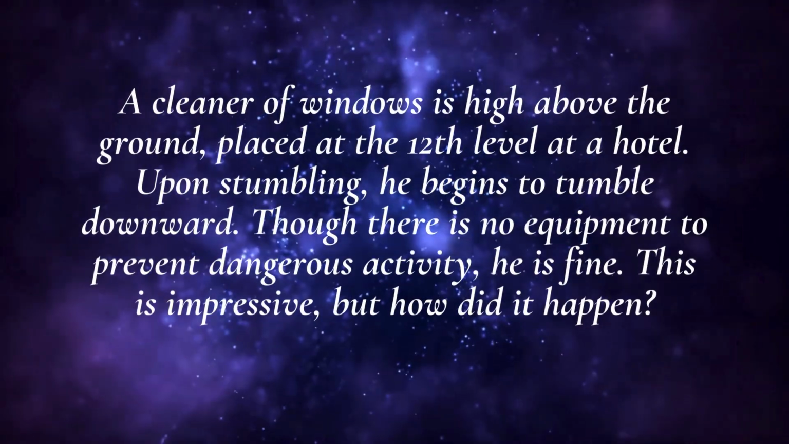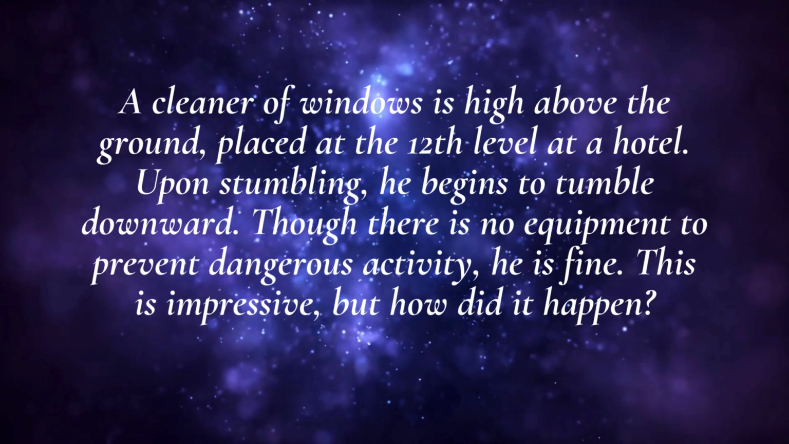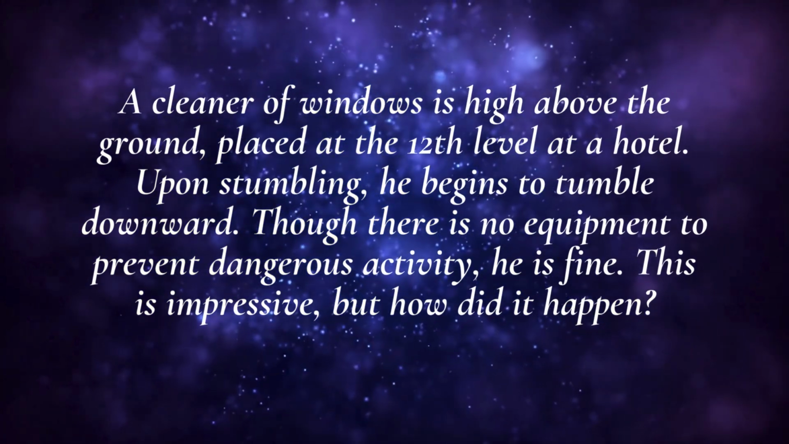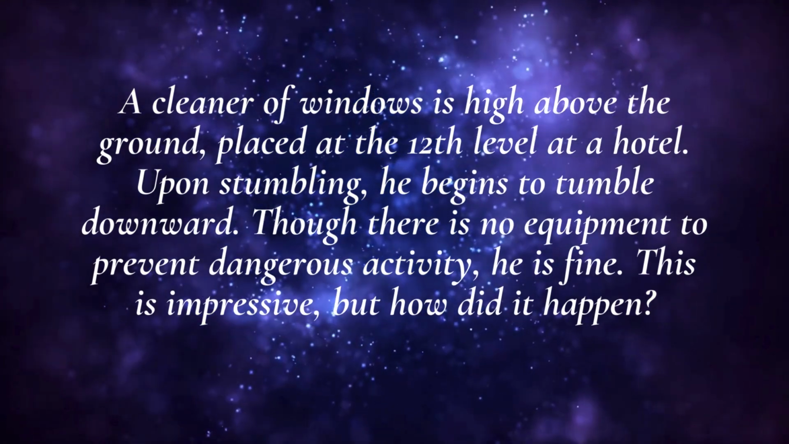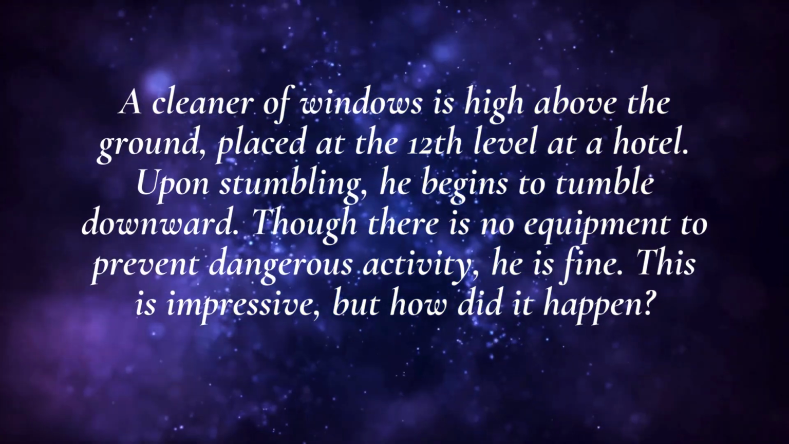A cleaner of windows is high above the ground, placed at the 12th level at a hotel. Upon stumbling, he begins to tumble downward. Though there is no equipment to prevent dangerous activity, he is fine. This is impressive, but how did it happen?